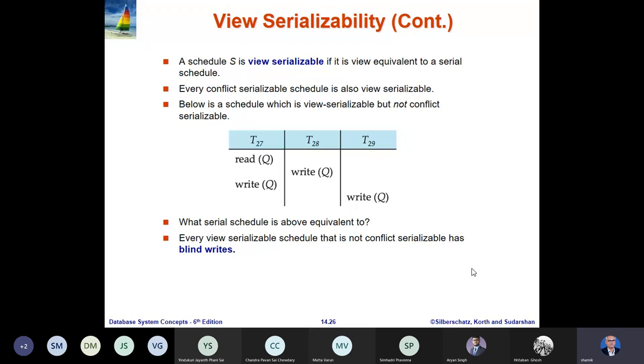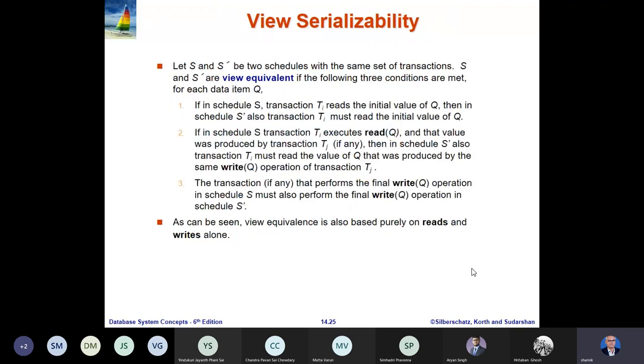But as I said, its effect will be the same as execution of T27 followed by T28 followed by T29. So this is an example which is not a conflict serializable schedule, but what we call a view serializable schedule, and this is the definition of view serializable. So I went back to the previous slide. If S and S prime are two schedules in the same set of transactions, then S and S prime are view equivalent if the following three conditions are met for each data item Q.